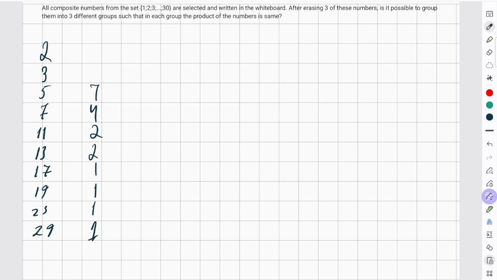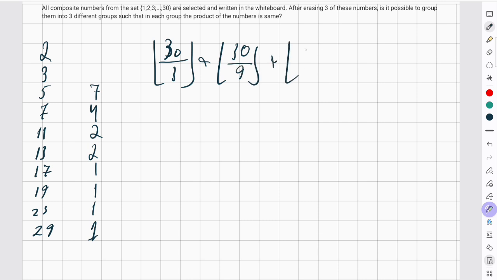No, actually 7, because we have 25, which has two 5s. Yes, that is why. Sorry. And for 3, let's calculate: 30 divided by 3 plus 30 divided by 9 plus 30 divided by 27. That gives 10 here, 3 here, and 1 here.